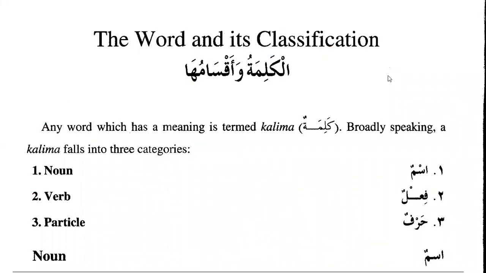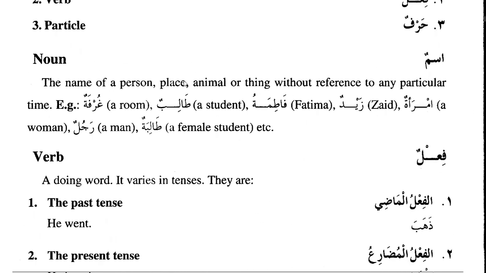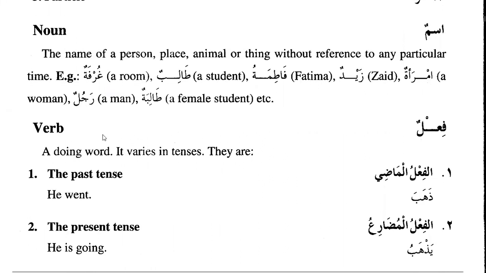So in Arabic, the word is of three types, or you can say parts of speech are three. In English, we have around 8 or 9 parts of speech, but in Arabic, we have only three. These are ism. Ism means noun. Second one is fail, which is called verb. And third is called harf, which is known as particle in English. So ism means name of anything. Fail means verb, action. A word which denotes the action is called a fail.